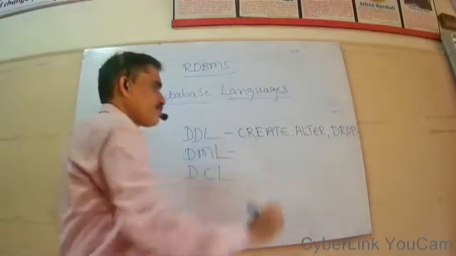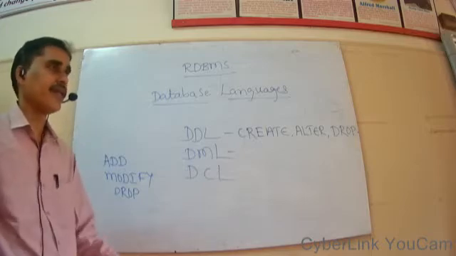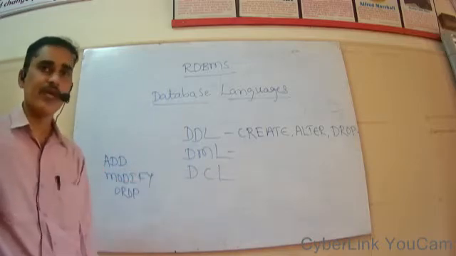Then now the DDL part is over, after creation, deletion, alteration. Assume that the table is already created.